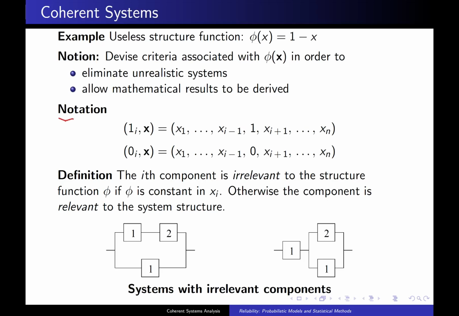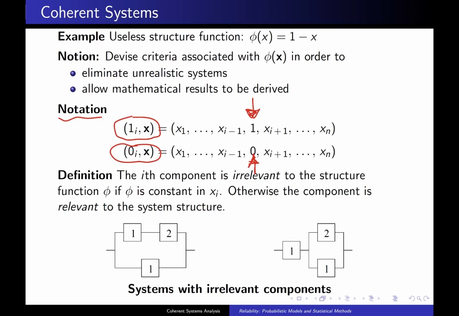So let's start with a little bit of notation here. When you see this vector right here, 1 sub i comma x, what that says is there is going to be a 1 in the ith position of the vector, and everywhere else there will be generic x values. Likewise, when you see the vector 0 sub i comma x, it says that there will be a 0 in the ith position and then generic x's elsewhere. We'll be using that particular notation on the next slide.